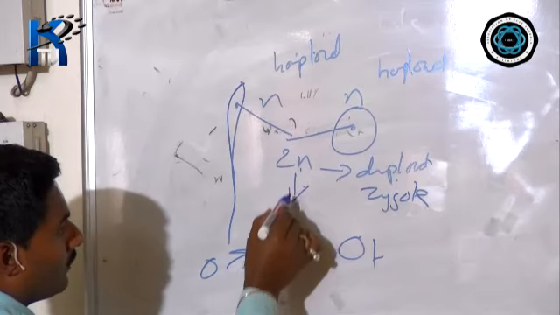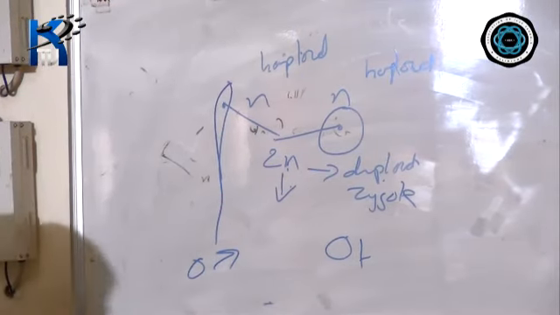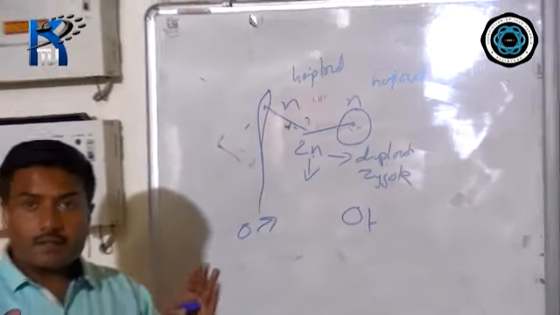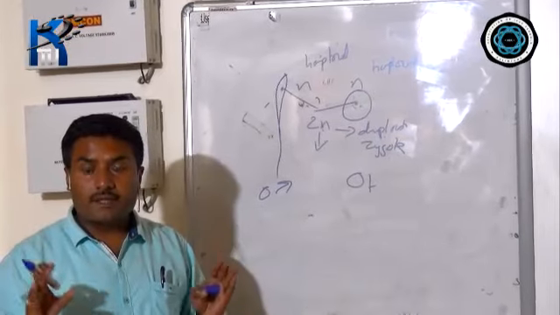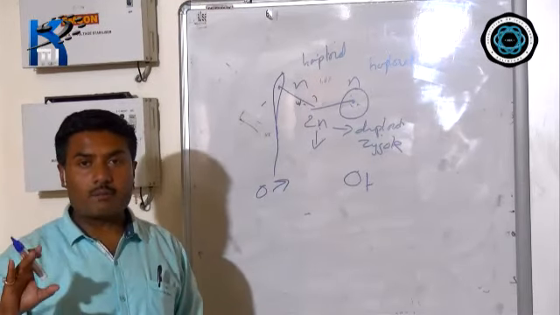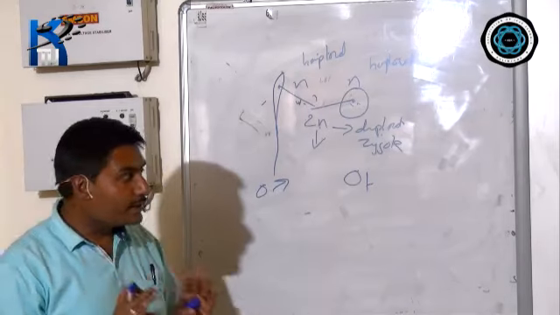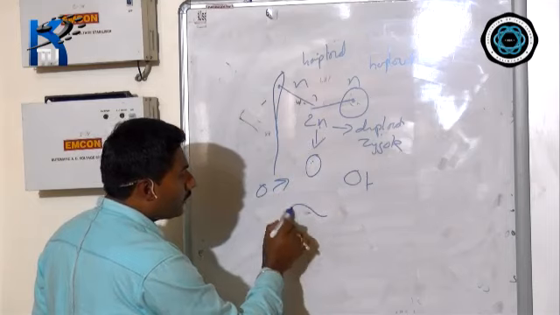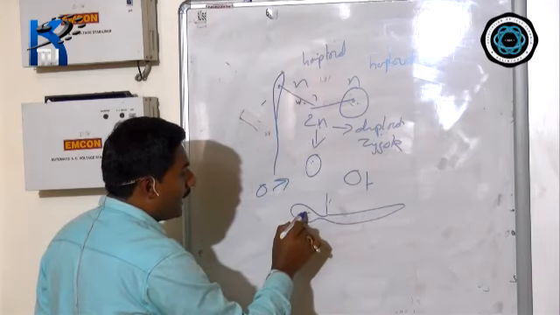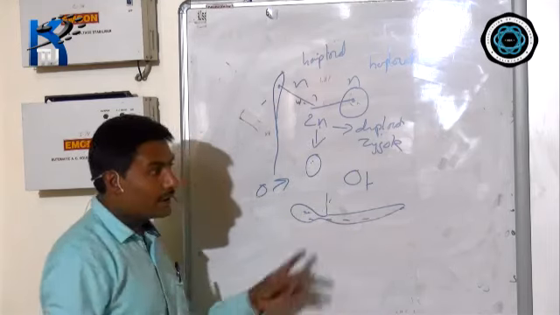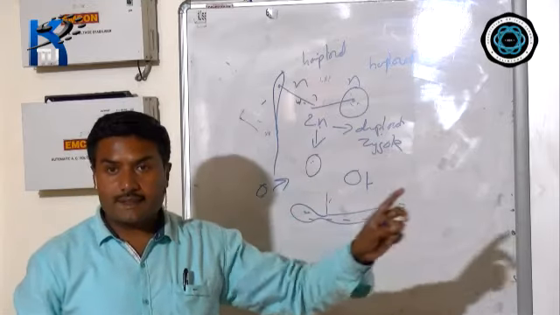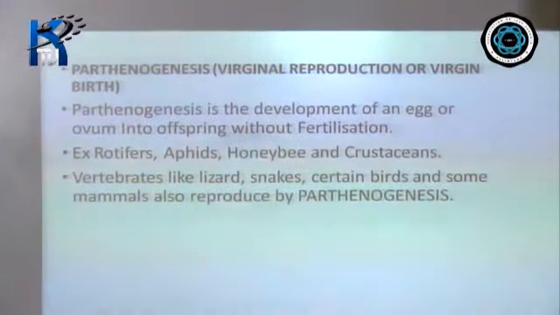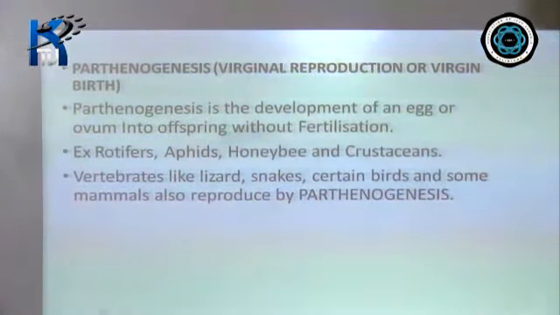After this, the zygote goes through mitotic division, and repeated mitotic divisions lead to a number of cells, depending upon the type of organism, which leads to the formation of an embryo. Finally, this zygote leads to the formation of an embryo, and this embryo formation is called embryogenesis.